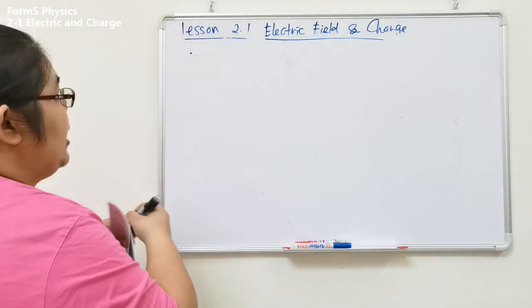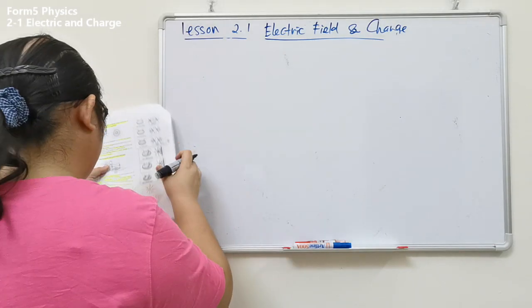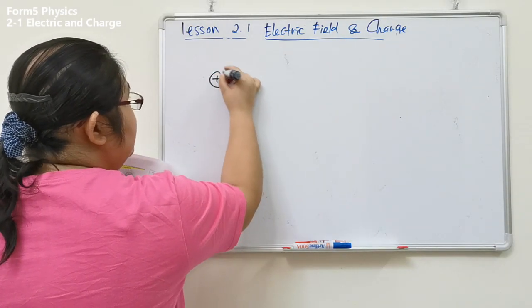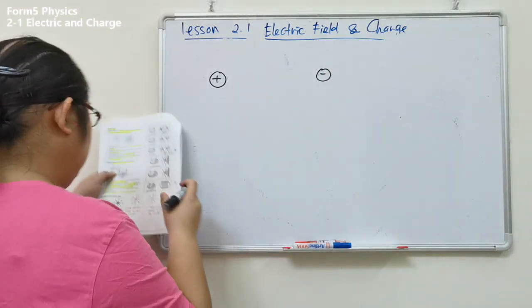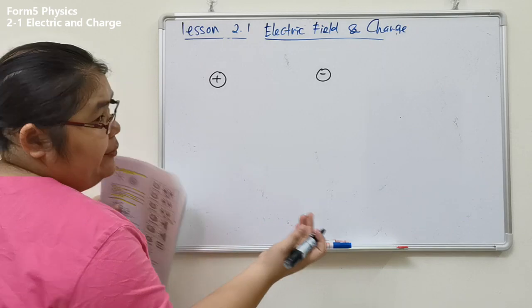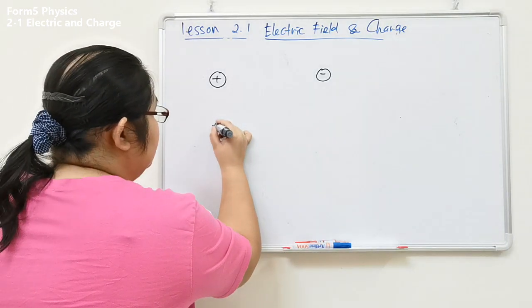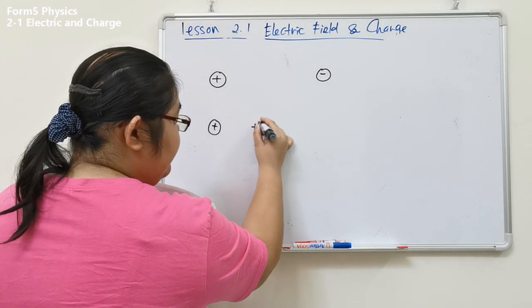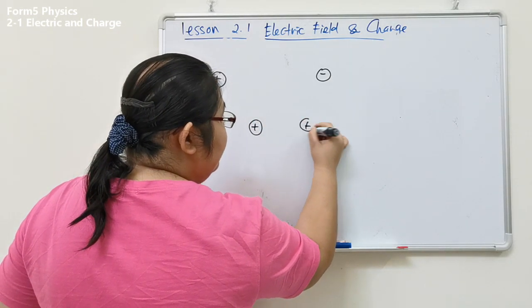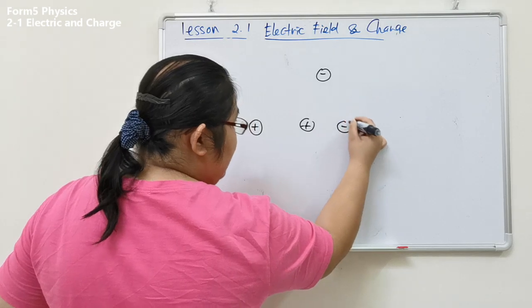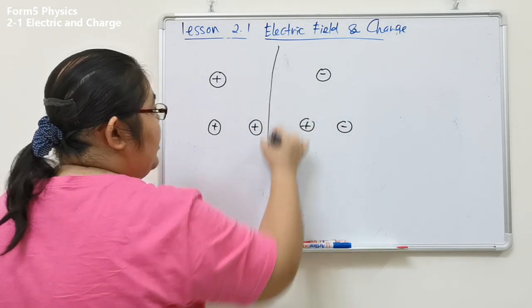Okay, first one, when you've got one electrode with a positive charge, another one is a negative charge. Okay, the next one we combine, we've got two electrodes, positive and positive. Or another one is a positive and also a negative. How to draw? Okay, we separate.